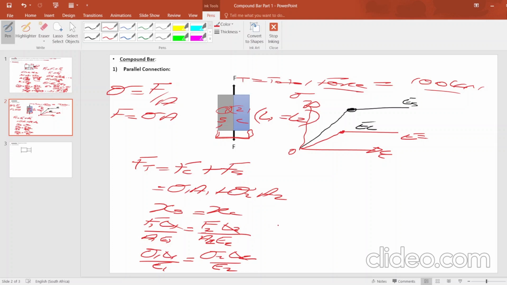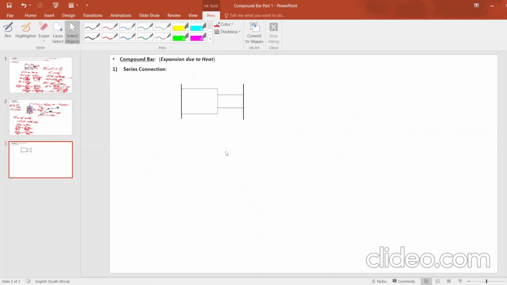Now, under your parallel connection, these are the formulas that we'll be dealing with when the force is applied, dealing with the change in length as a result of the force applied. This is what we'll be dealing with. This part, it is the part that deals with what? With the force applied. And these are the formulas that we'll be dealing with to calculate whatever they want us to calculate.